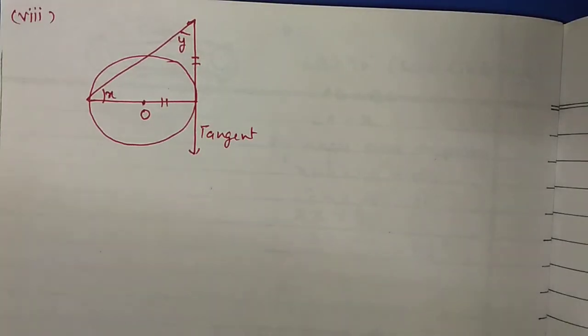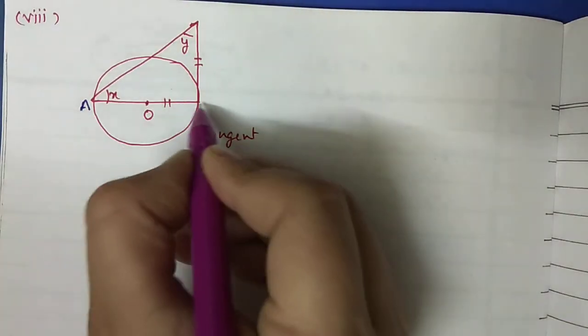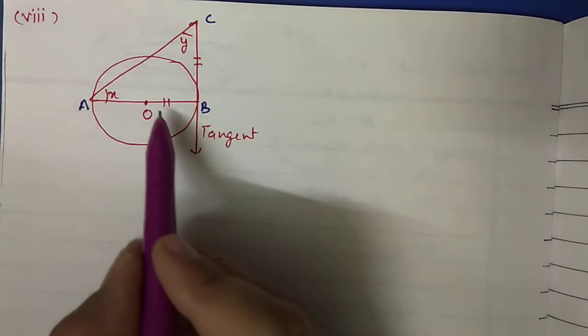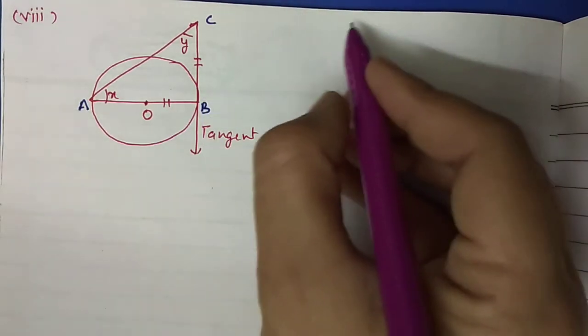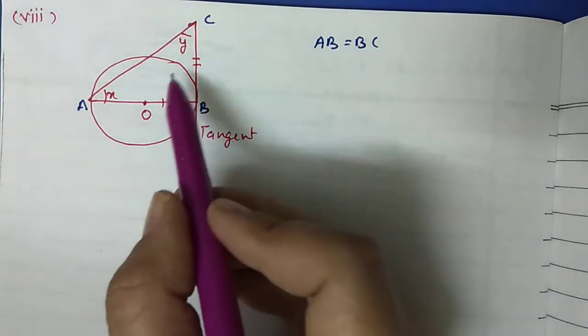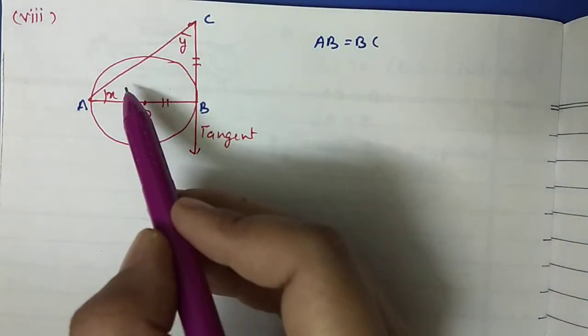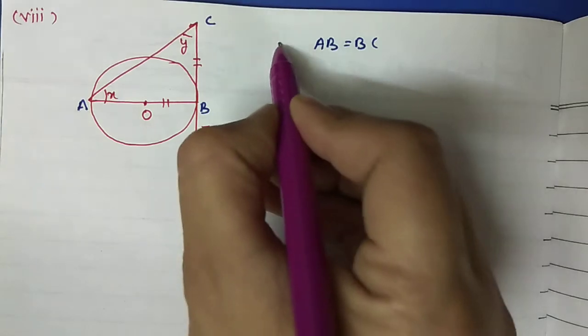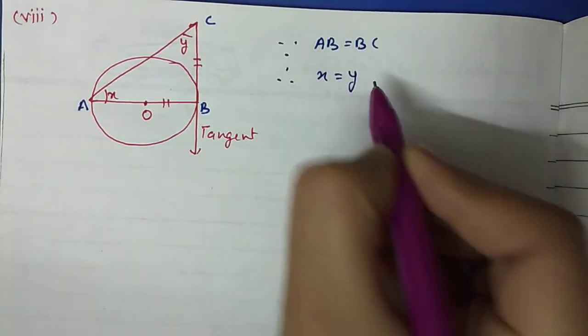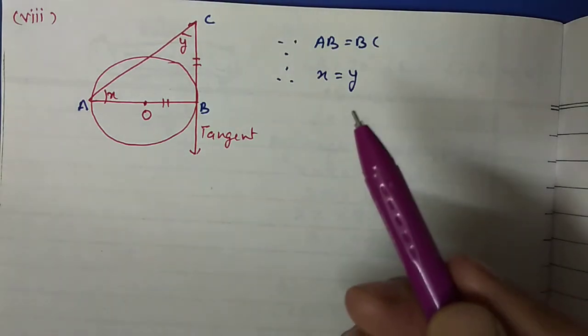Next is the seventh part of question number 5. The figure is given here. First we will name it A, B and C. Now in this figure it is given 2 mark here, 2 mark here, means AB is equal to BC. If these two sides are equal, it means corresponding angles also will be equal. Because AB is equal to AC, therefore x equal to y. The values of x and y will be the same.